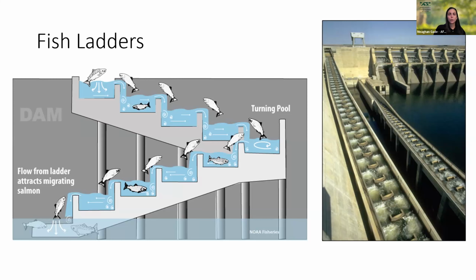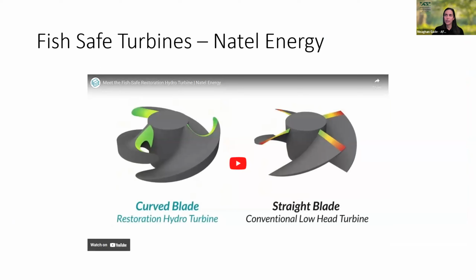So there's this really cool new technology that's being developed by Natel Energy, where they're actually trying to build fish safe turbines. So that way we don't have to have these things to shoot fish over the dams or get them over the dams. And instead they can go right through the dam. So I'd like to share with you this quick video that I just think is incredibly cool to show you what this fish safe turbine looked like.